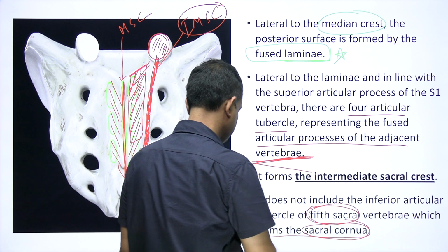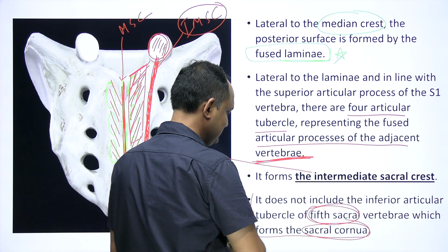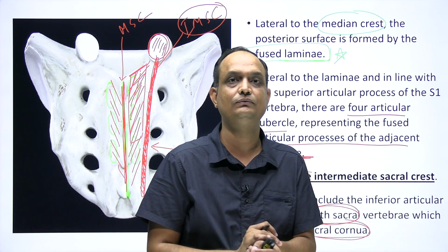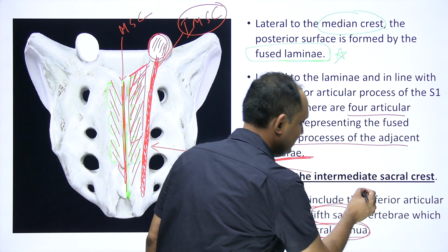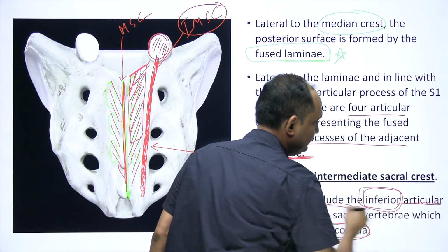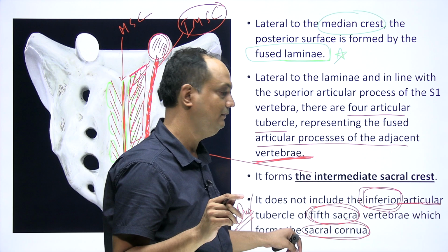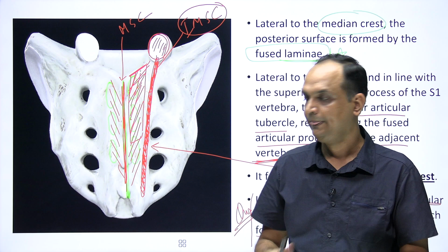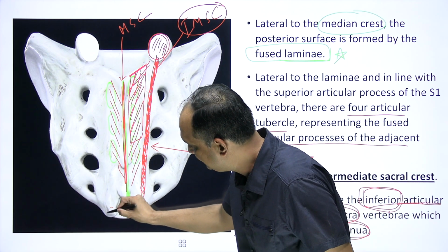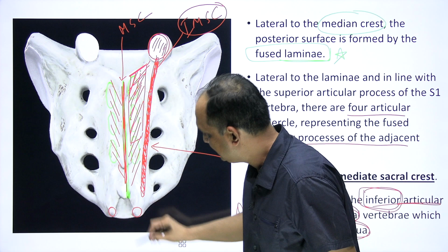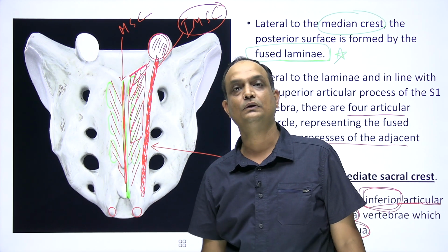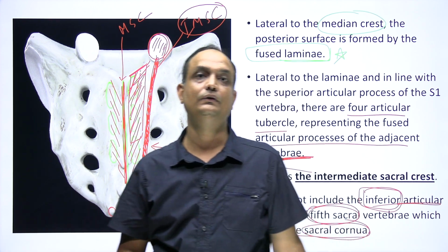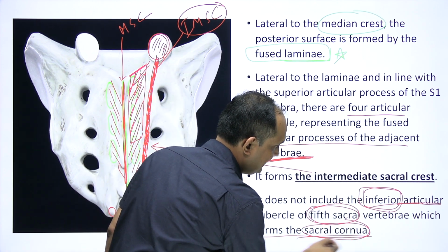Now, this is again a question, as the sacral hiatus is formed by the failure of fusion of the lamina of the S5 vertebra. In the same way, the inferior articular processes of S5 also fail to fuse. And here you can see that these are the points, and these points are nothing but the inferior articular processes of S5. And these processes of S5 are known as the sacral cornu.